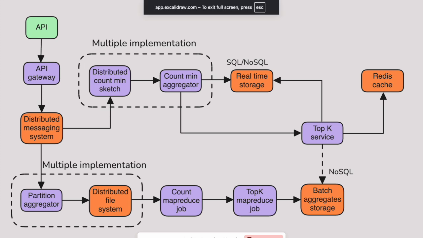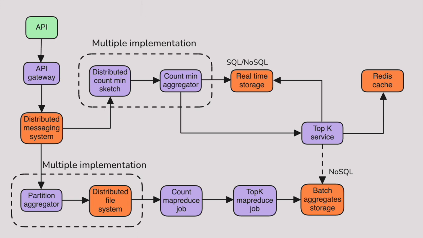Hi everyone. In this video, we're going to talk about the top K system design problem. It's also called the heavy hitters problem. What it means is that you have to design a system that will compute the top K items based on a large amount of data coming our way.